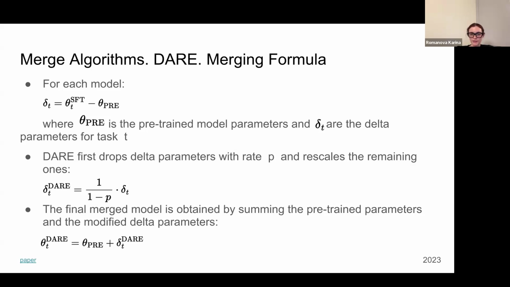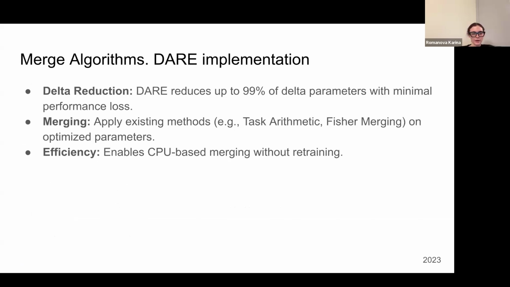Okay, this merging formula is designed to balance the retention of fine-tuned adaptations with the mitigation of potential interference during model merging by controlling the proportion of parameters that are dropped and appropriately rescaling the remaining ones. This ensures that the merged model maintains the performance characteristics of the fine-tuned model. This approach is useful in scenarios where multiple models fine-tuned on different tasks need to be combined without extensive retraining.